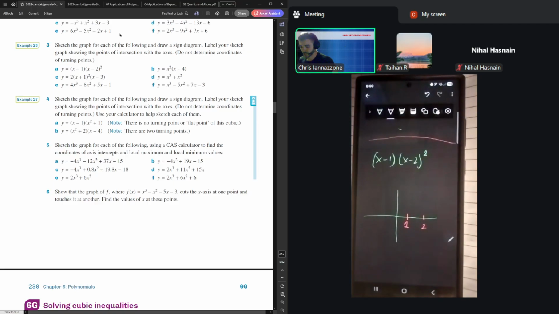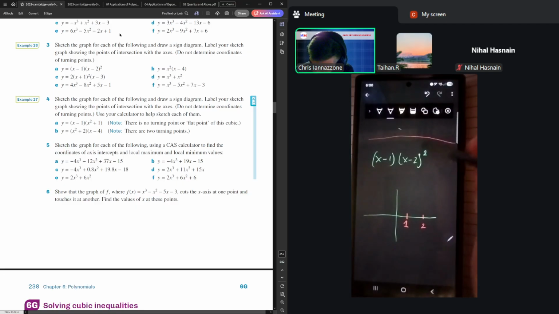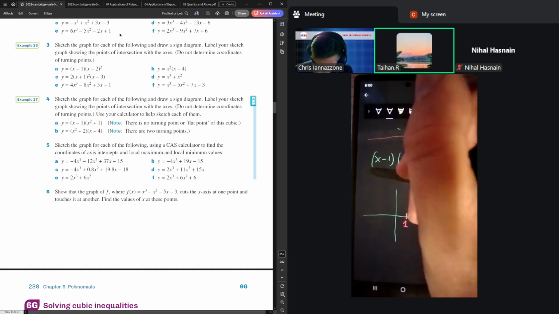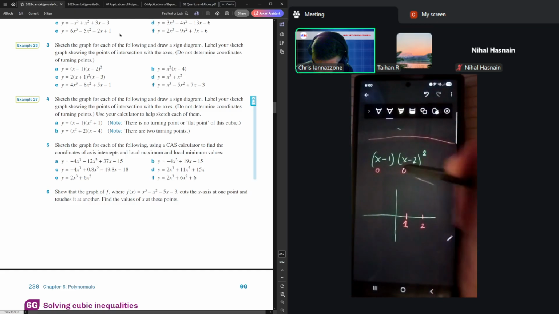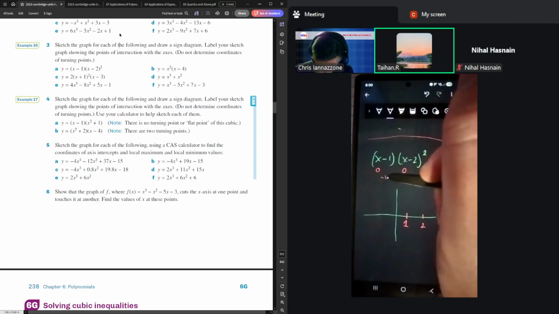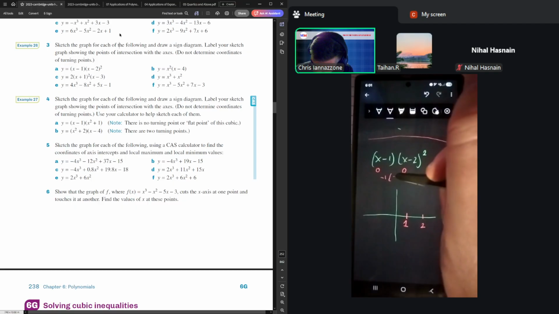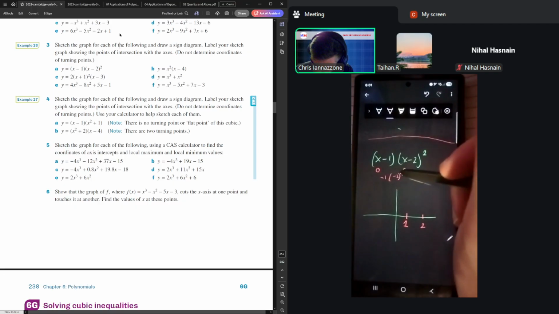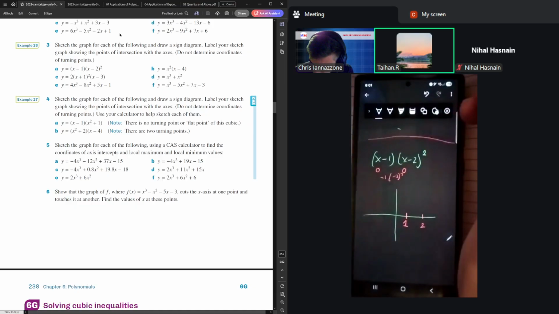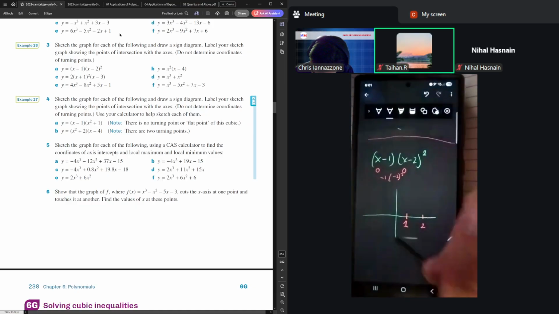Nice. As for y-intercept, that's pretty chill. How do I go about doing that? Sorry? As for the y-intercept, how do we go about doing that? Just setting the x equal, sorry, x equal to 0. So -1 and then 4. Yeah. 2 squared becomes positive 4. So you get -1 times 4, -4. Yeah, -4. That's it.